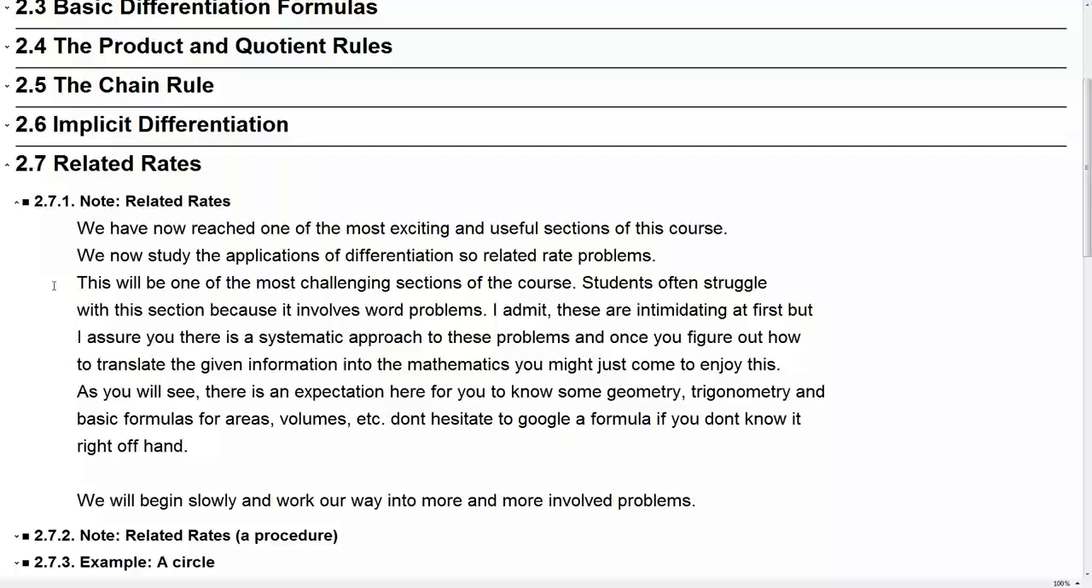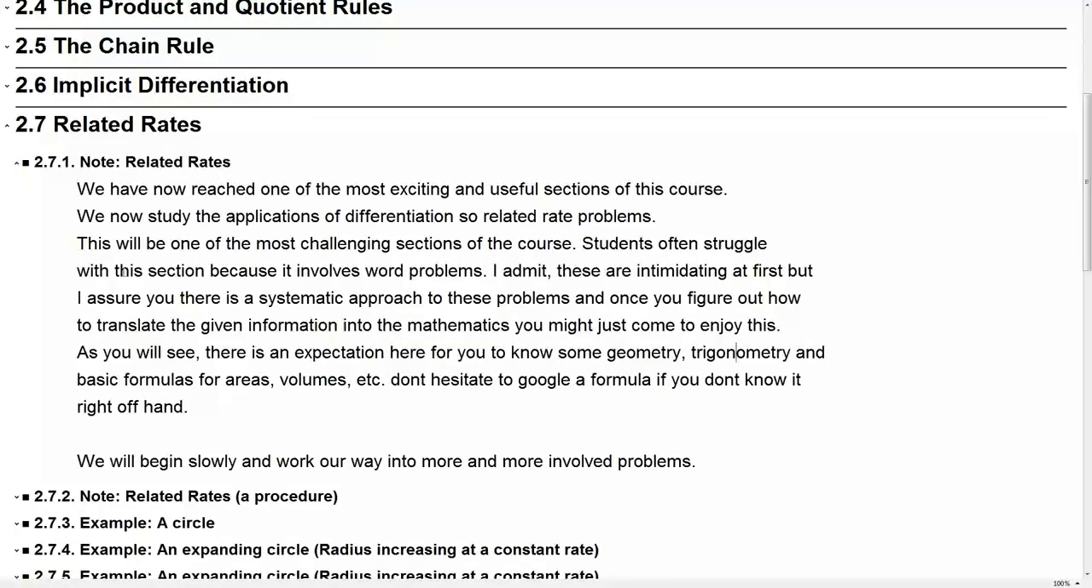When I first learned this, I was a bit intimidated, but I think the more of these you do, the more you might come to actually like this stuff. There is an expectation here, starting off, that you will have to know some geometry, some trigonometry, some basic formulas for areas, volumes, and triangles, similar triangles. There's a bunch of different stuff that could come at you here. So just be ready if you need to do some research on your own to find formulas if you don't know them offhand.